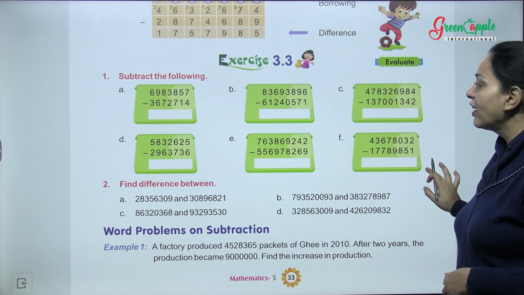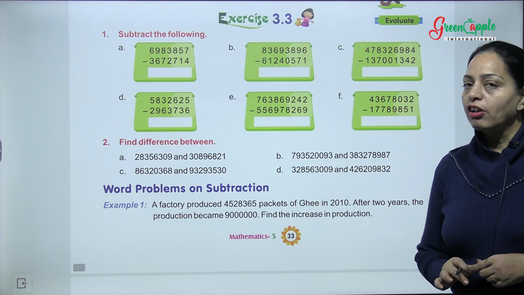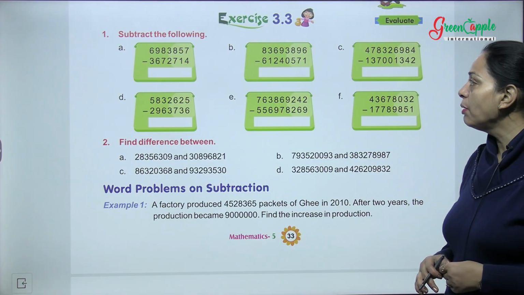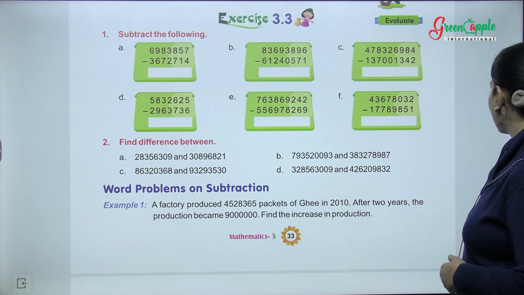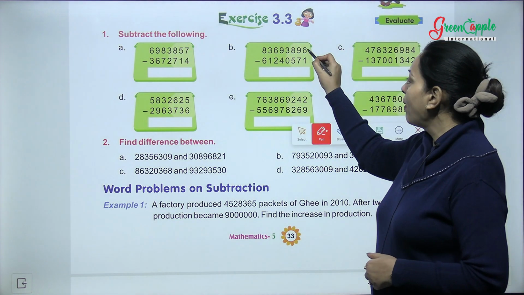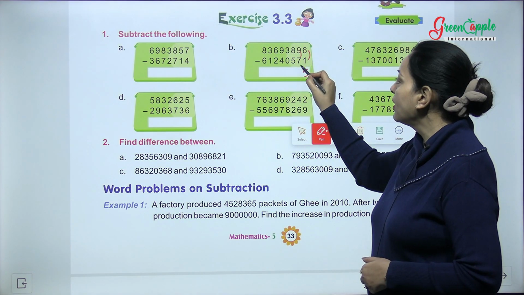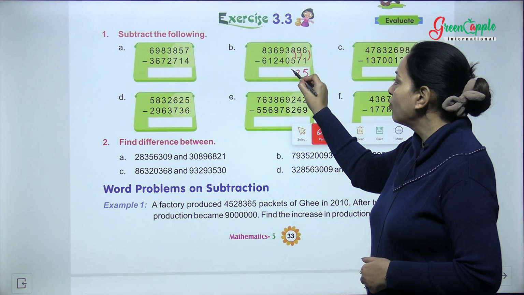Now come to exercise 3.3. Subtract the following. First question. Now B part. See how to do. Start from ones digit. 6 minus 1, 5. 9 minus 7, 2. 8 minus 5, 3.